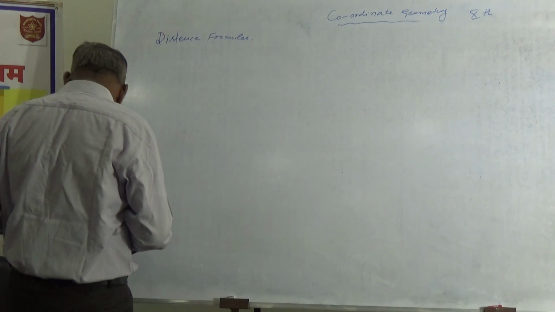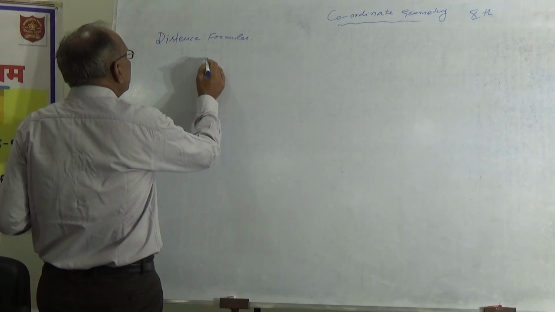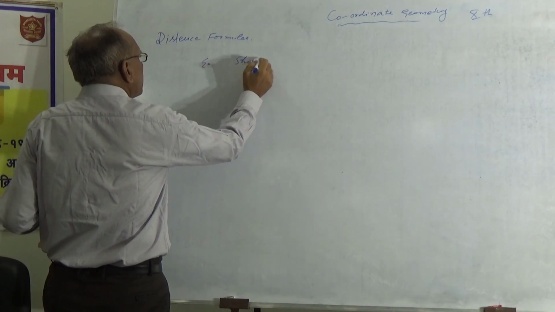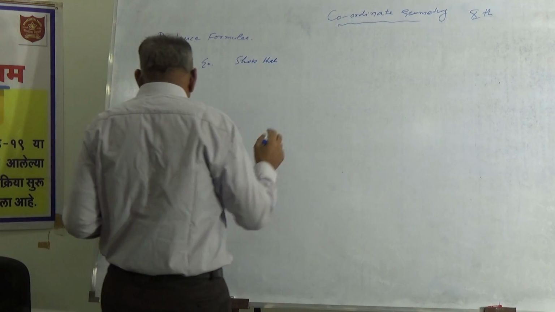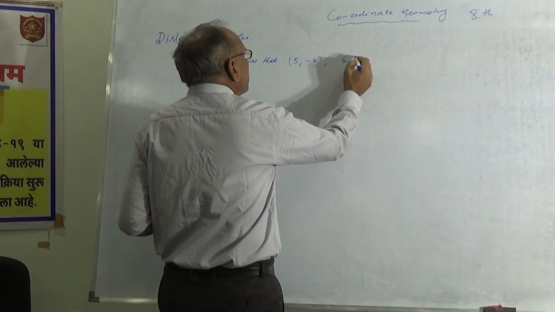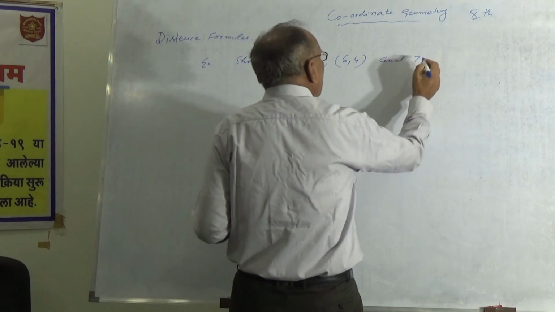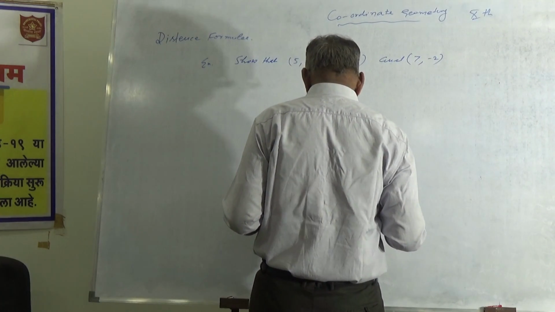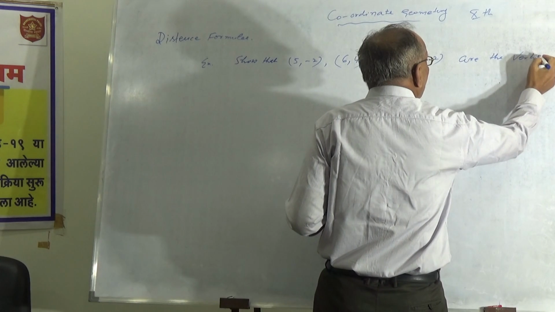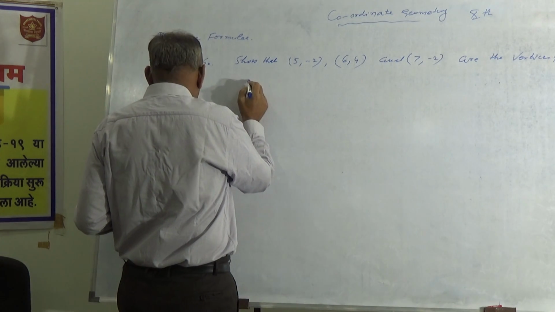Take an example. Show that the points (5, minus 2), (6, 4) and (7, minus 2) are the vertices of an isosceles triangle.